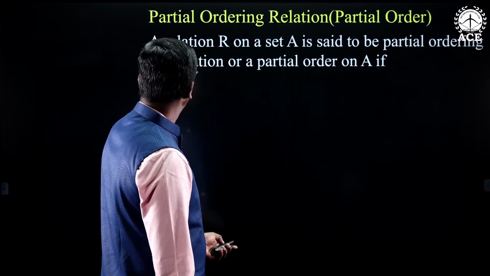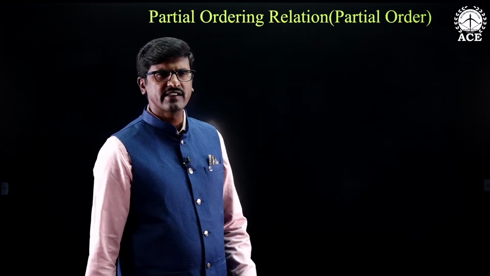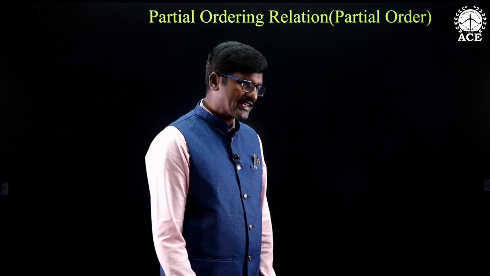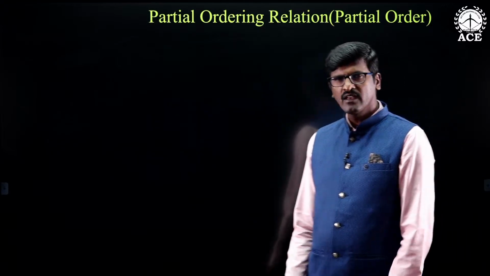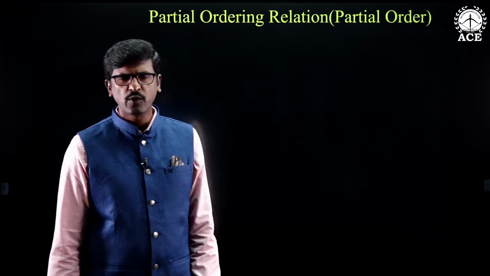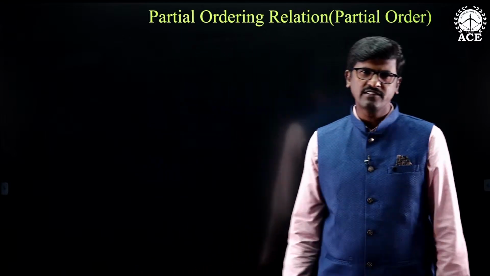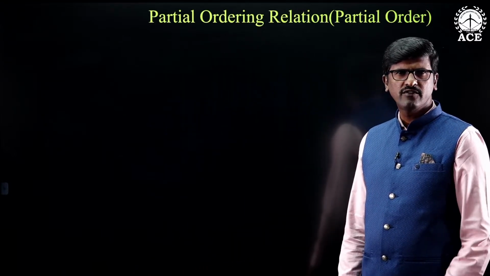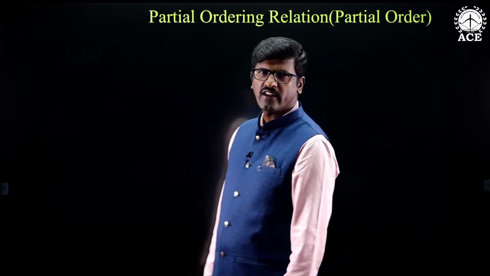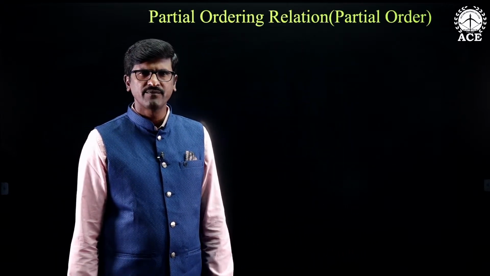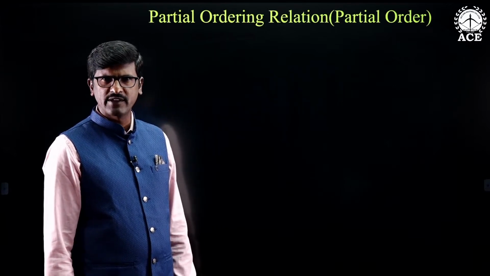Before I explain partial order, let me quickly recollect what I explained in the previous session. In the previous session I explained the equivalence relation. Equivalence relation means any binary relation which satisfies reflexive property, symmetric property and transitive property. Reflexive property means for every element in set A there is a mapping to itself. Symmetric relation means if there is a relation from A to B and B to A, then that property is called symmetric property.